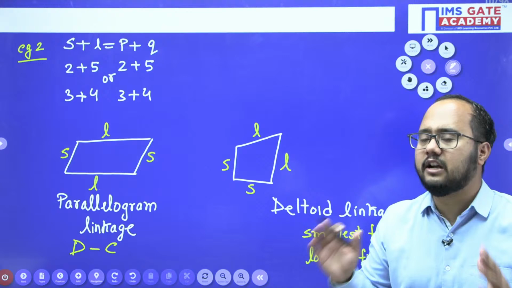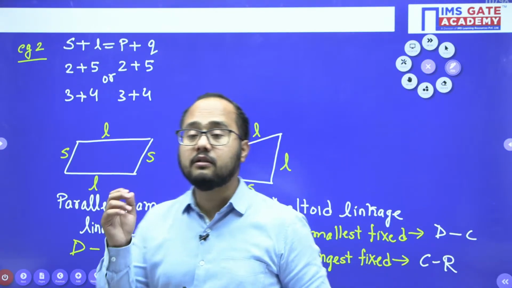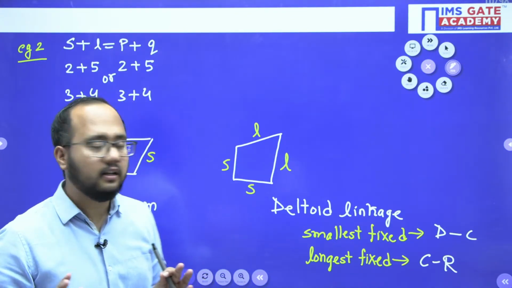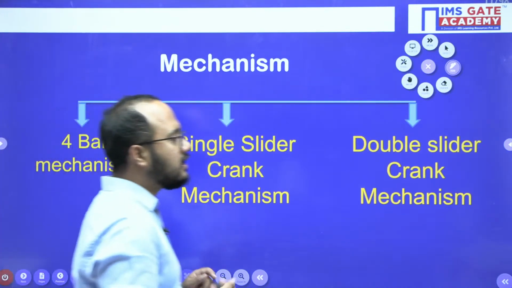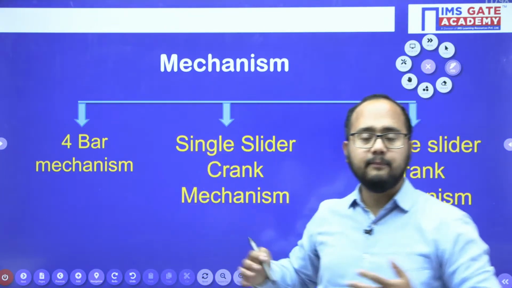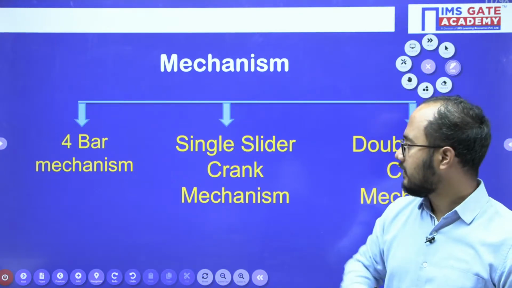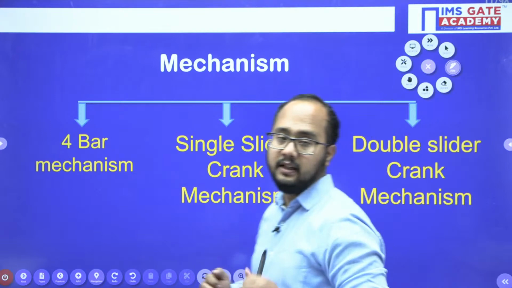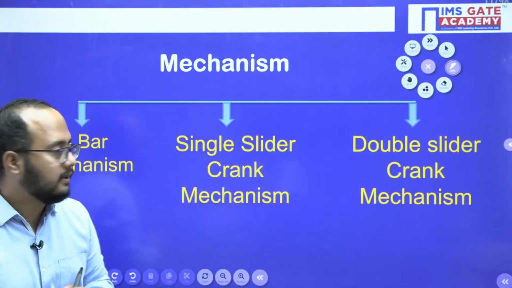Double rocker kind of mechanism you will have if the Grashof's law is not satisfied. I hope this point is clear, everyone. Yes or no? Okay, now see what kind of mechanisms we have to see as far as our simple mechanism syllabus is concerned. For the GATE examination: 4-bar mechanism, single slider crank mechanism and double slider crank mechanism. These three mechanisms are very important for the GATE examination.